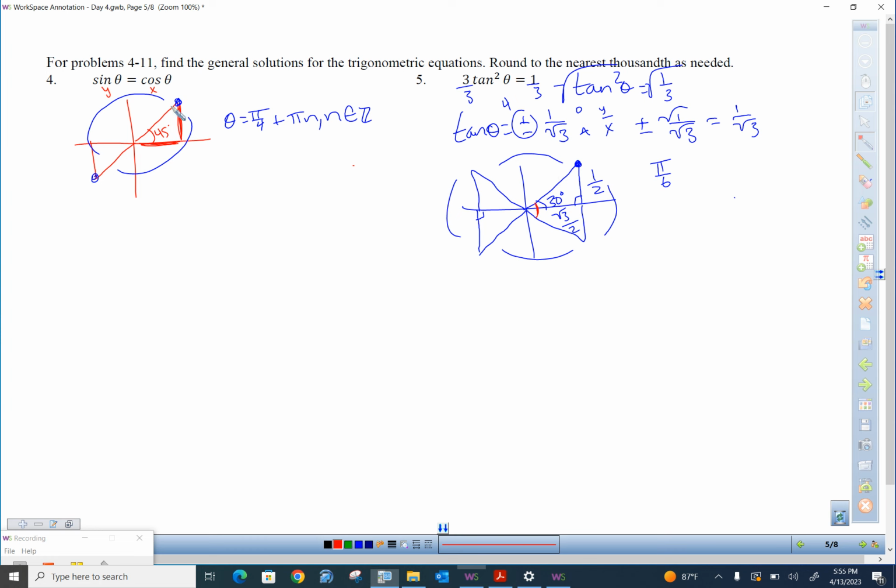But, just like what we did over here, if they're across from each other diagonally, we can group them together. So I'm going to group these two by saying plus pi n, where n is an integer. And then I'm going to do the same thing for these two and group them.